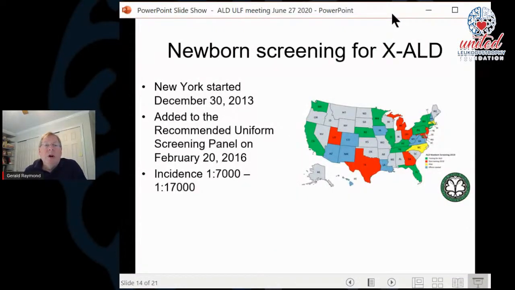I want to just spend a few slides talking about newborn screening for XALD because I think this is the most major development presently going on in diagnostics. So New York State started newborn screening, which is essentially taking blood from all newborns and looking for ALD, in December of 2013. It's now on what we refer to as the Recommended Uniform Screening Panel, which made that list by February 2016. And in this slide, it was about 14, 15 states are now screening for ALD. And so be expecting this to come to a state near you.